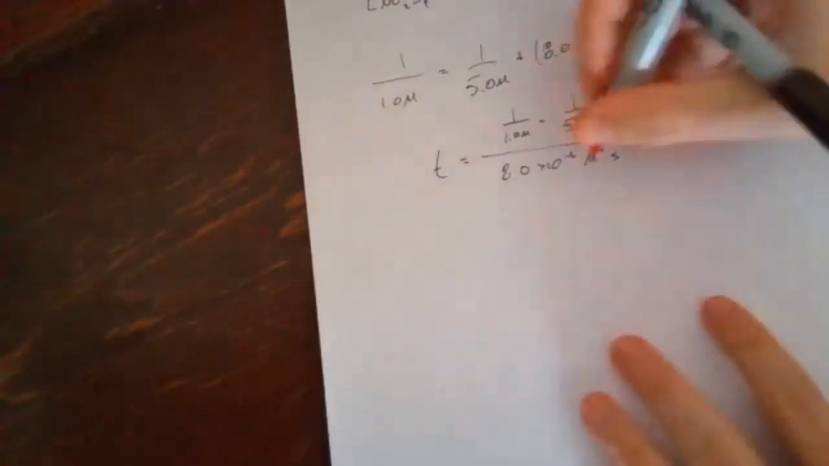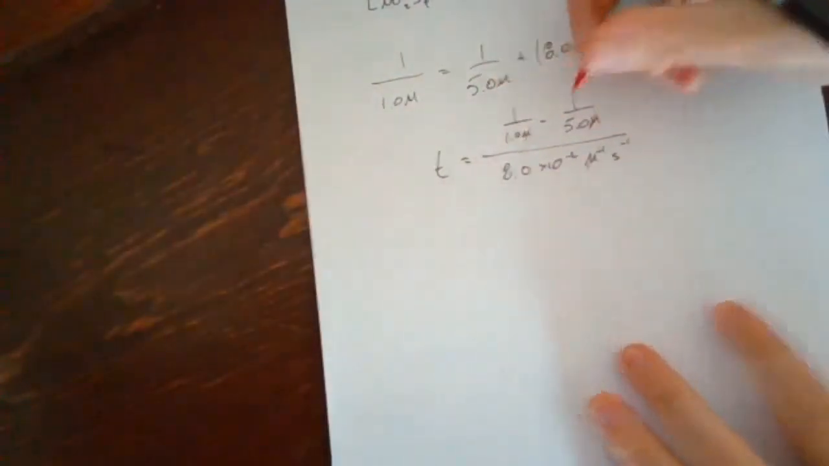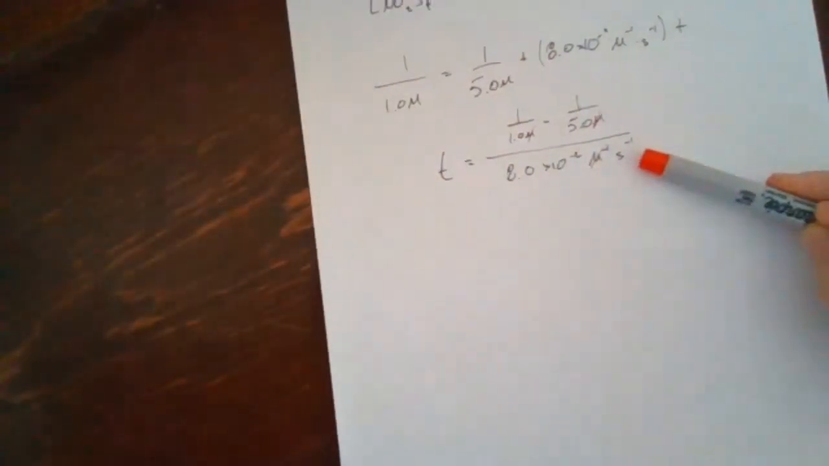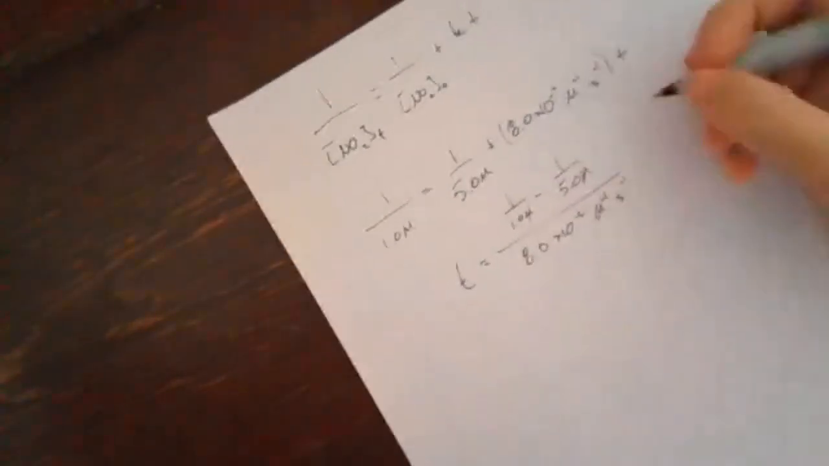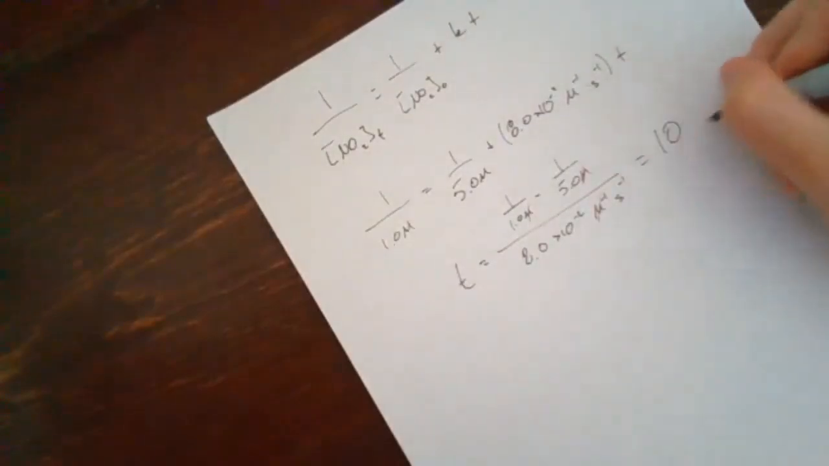And what's going to end up happening is all of these are inverse moles. They're moles on the bottom of a fraction. So all of those are going to cancel out. This is inverse seconds on the bottom of a fraction, so it's going to swap. So my units that I'm going to end up with is 10 seconds.